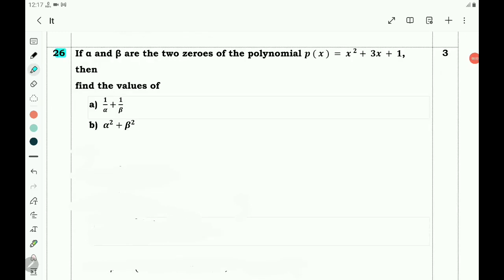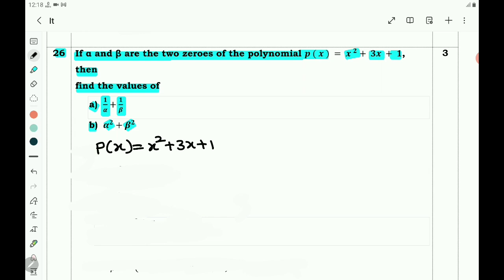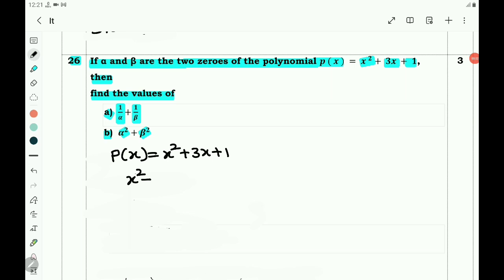Question number 26. If alpha, beta are the two zeros of the polynomial P of x equals x square plus 3x plus 1, then find the value of A, 1 by alpha plus 1 by beta, B, alpha square plus beta square. Here the quadratic polynomial is given. What is that quadratic polynomial? P of x equals x square plus 3x plus 1. Write the polynomial x square plus 3x plus 1.